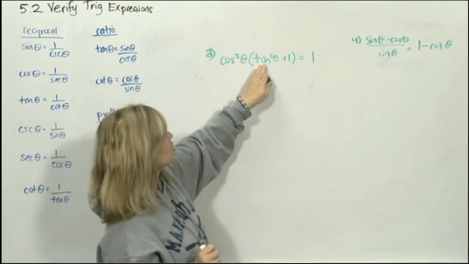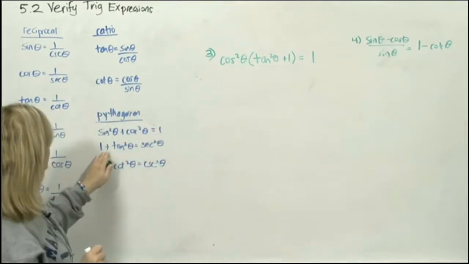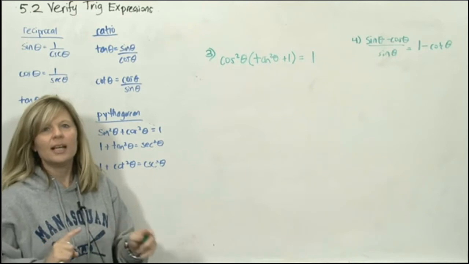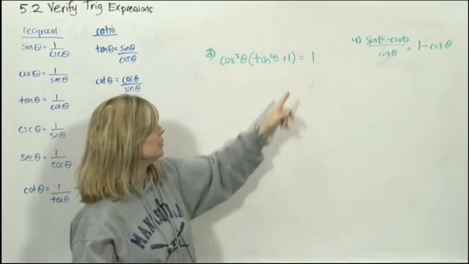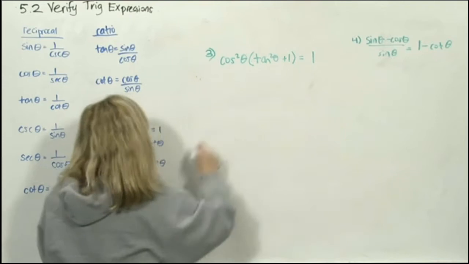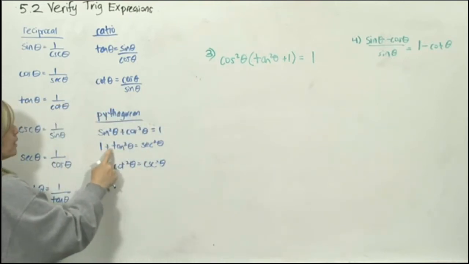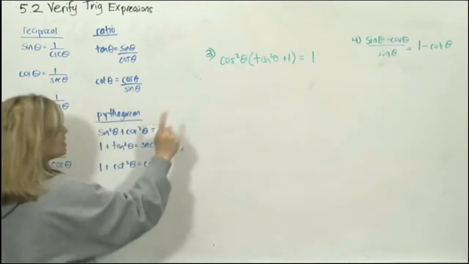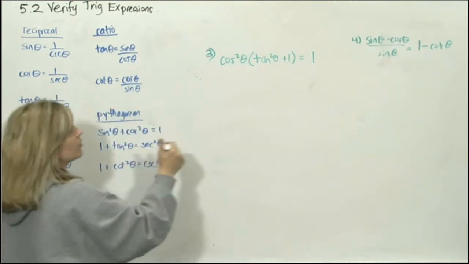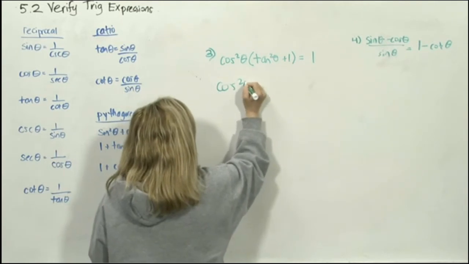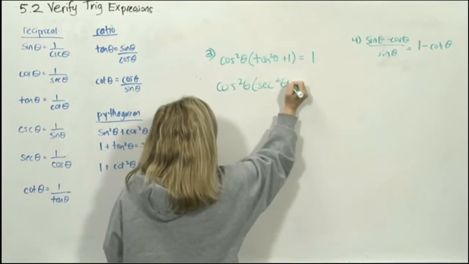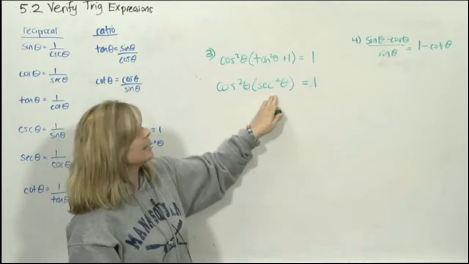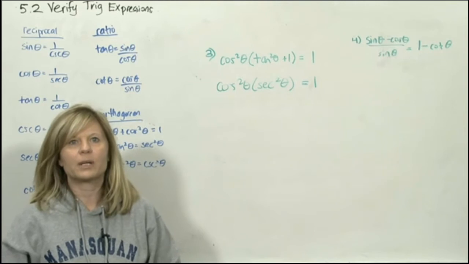Well, if I write tangent squared theta plus 1, or 1 plus tangent squared theta, according to the commutative property of addition, it doesn't matter what order I write the terms in. Tangent squared theta plus 1 means the same thing as 1 plus tangent squared theta. So I can now substitute what's inside my parentheses with secant squared theta. So I'm going to do that. Now we have cosine squared theta and secant squared theta that are connected by multiplication.